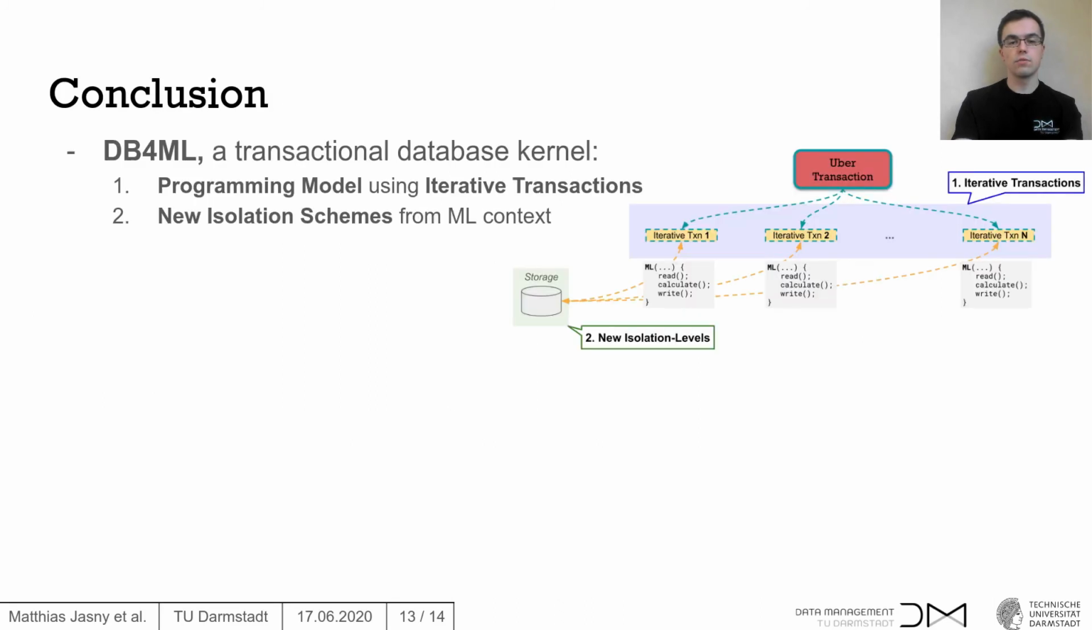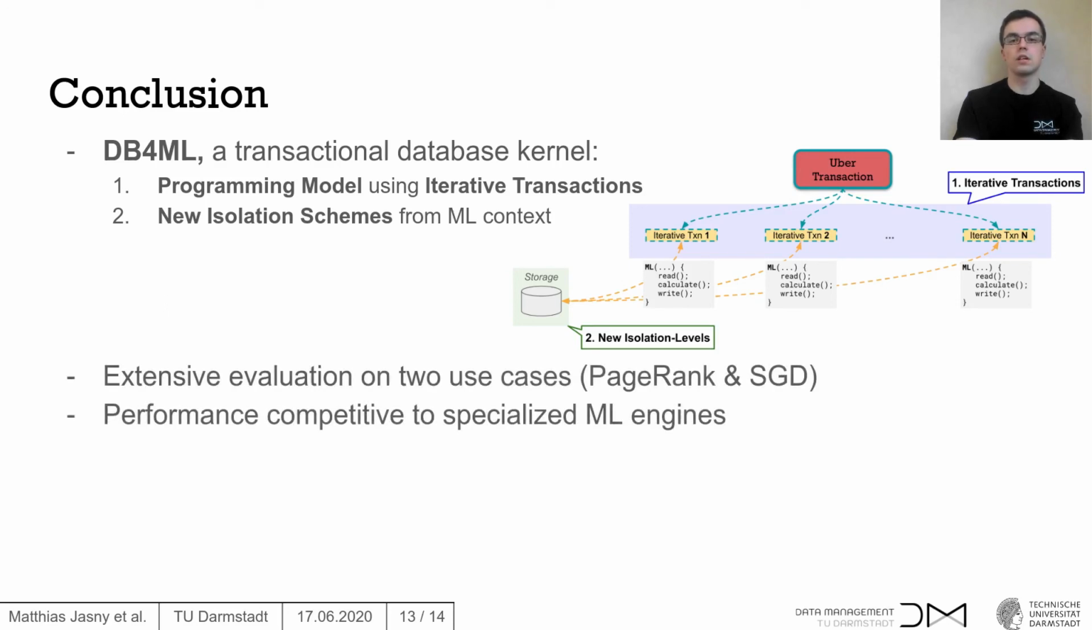To summarize, we proposed DB4ML, a transactional database kernel with machine learning support. DB4ML consists of two major contributions. First, a new programming model for ML algorithms using transactional semantics, and second, isolation schemes from the ML context to allow efficient execution of machine learning inside the database. To support our findings, we did an extensive evaluation using a PageRank and SGD implementation, with the result that we achieve performance and accuracy competitive to specialized engines when doing ML inside the database.